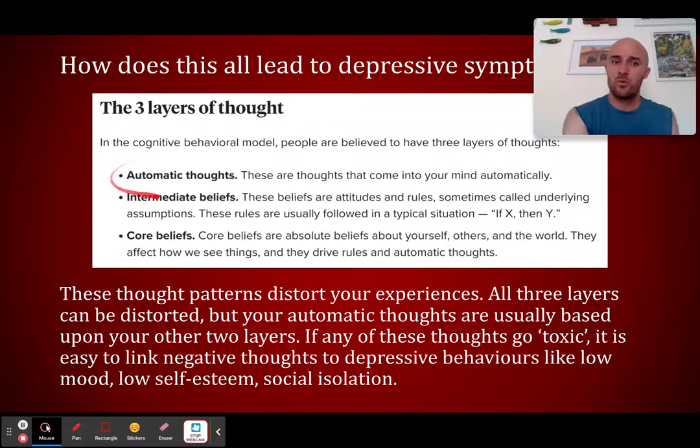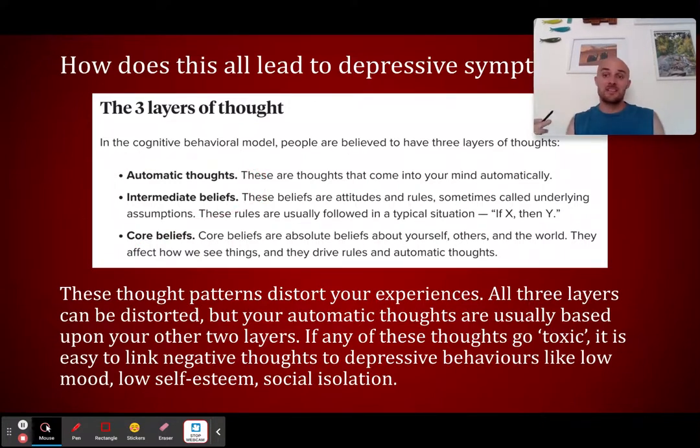So automatic thoughts are easier to change because they're at a shallower level. Core beliefs, I've got to see tons of students failing for me to change my belief that anyone can get an A star. So core beliefs are absolute beliefs about yourself, others, and the world. They affect how we see things, and they drive the rules and the automatic thoughts. These core beliefs impact these.